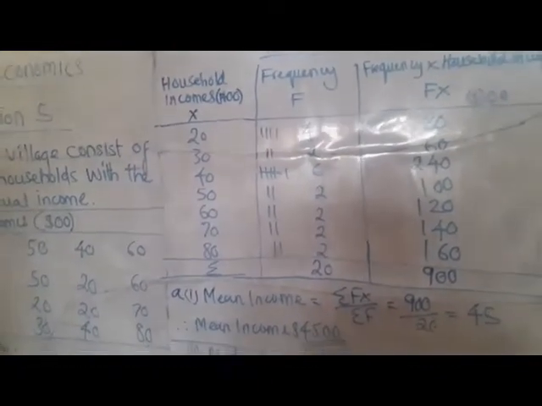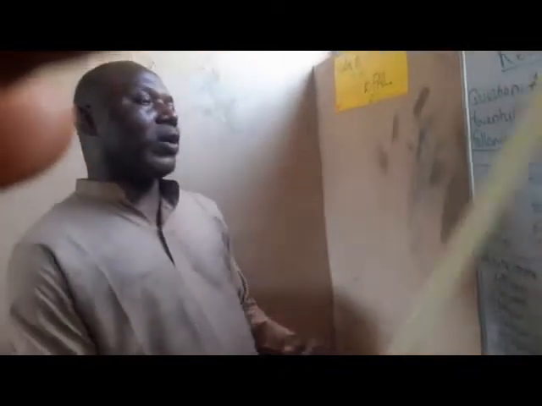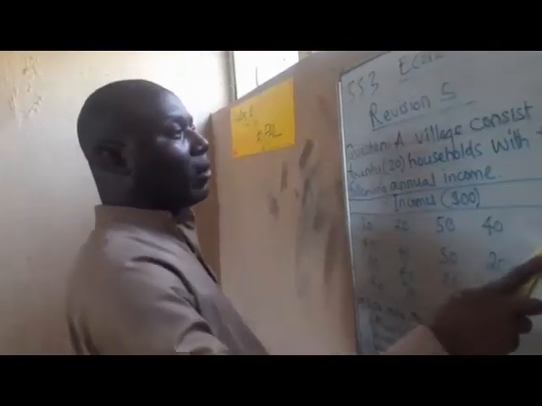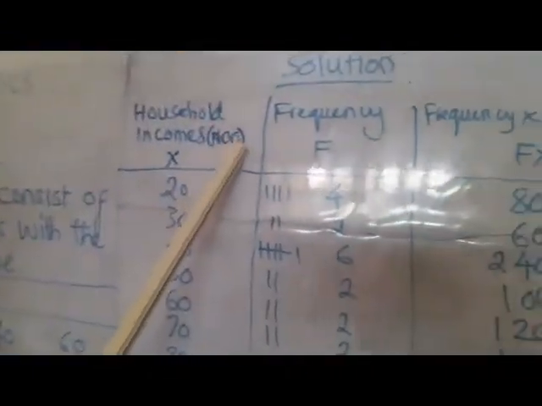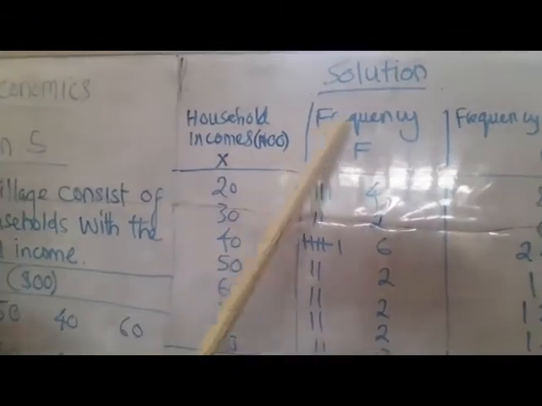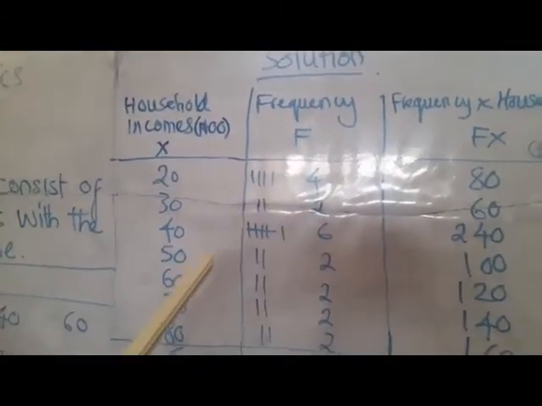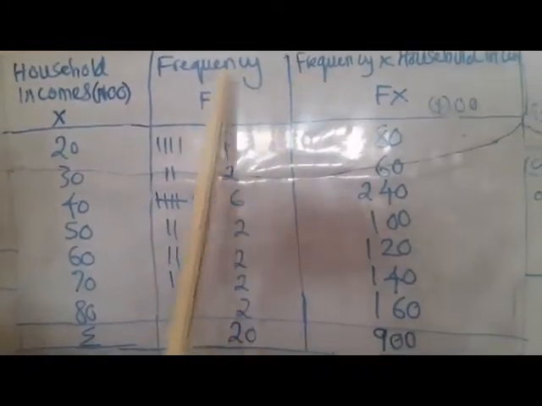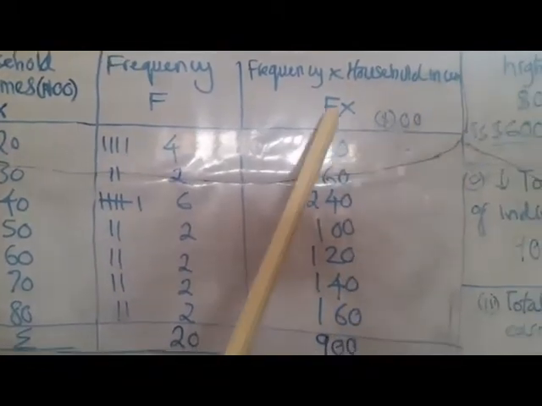There are different methods of solving this question, but today we are going to look at the frequency table method, where you determine the frequency of each household income. You can see here household income in 100, with 2 zeros, is represented as X, and the frequency is the number of times the household income appears in the data. That is F. The frequency times household income is Fx.